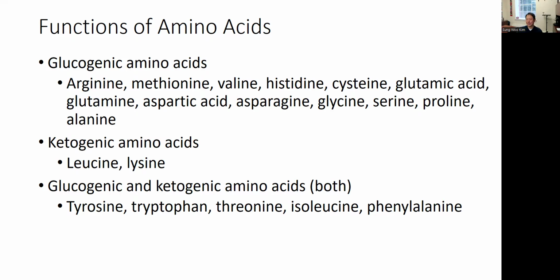There are five amino acids that are both glucogenic and ketogenic. Those are tyrosine, tryptophan, threonine, isoleucine, and phenylalanine.